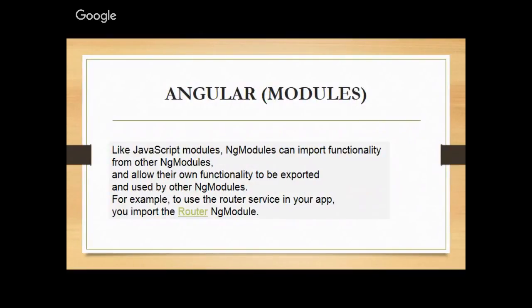Let's go to modules. Just like JavaScript modules, Angular modules can import other modules. Like I said, your root module is the starting place of your app, and the other modules you use in your Angular application will be imported into your root module. Your modules communicate with each other to make up your application. For example, for you to use the router service in your app, you need to import the router module.